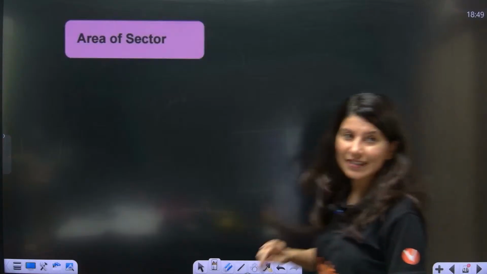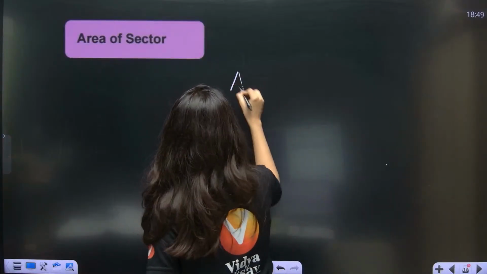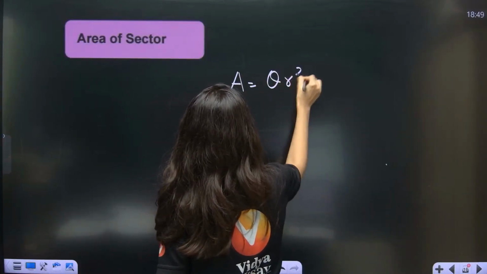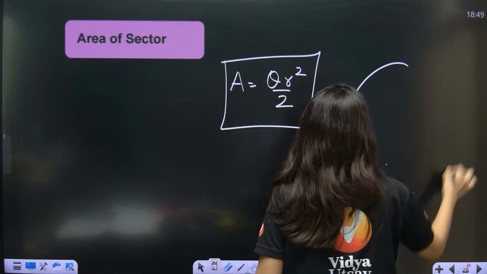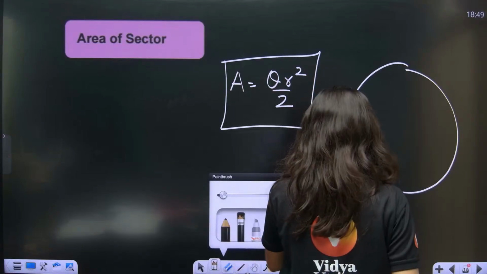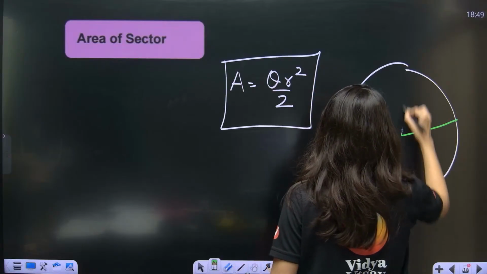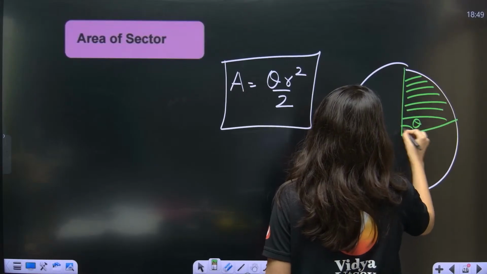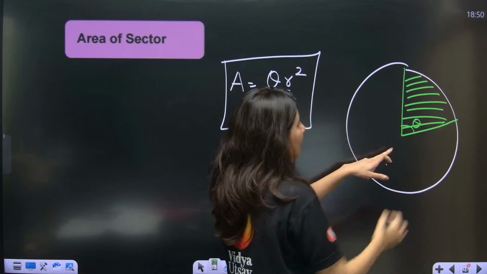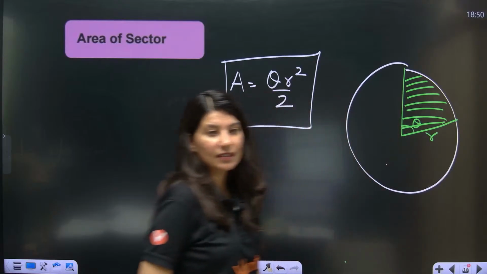So length of arc is equal to theta r. Now area of sector is theta r square by 2. Area of sector, so let me give you that formula. You have this circle. And you have this over here. So this is the area of sector, which is of radius r and angle theta over here.